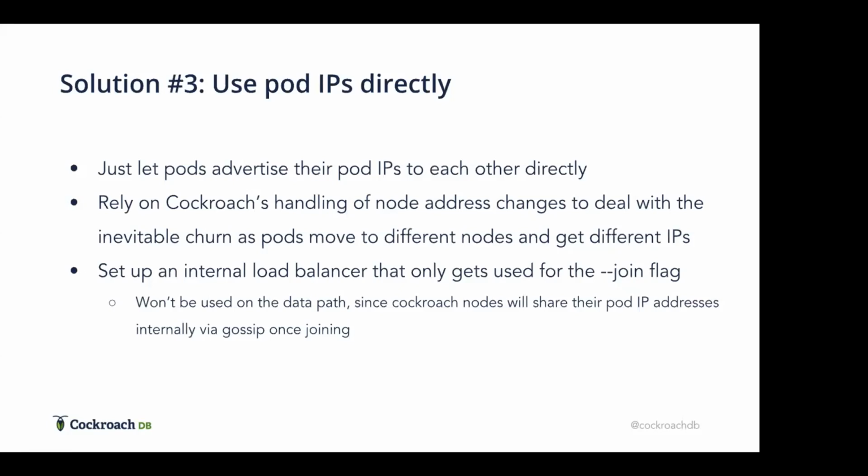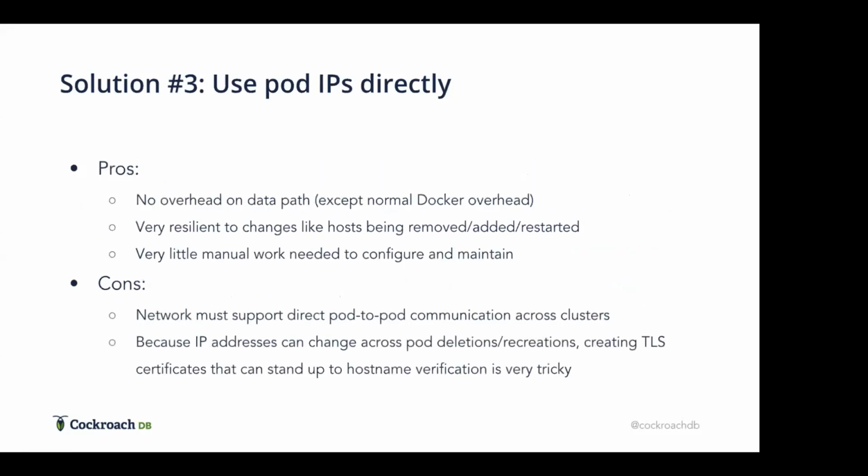You'll also need to set up some sort of load balancer that can be used for the join flag, because we do need the join flag to have some sort of addresses that will always be there. But that join flag doesn't get used on the data path. And so this is actually quite fast, because the pods are communicating directly with each other across the different clusters. So yeah, the pros are that this is very fast. There's no overhead on the data path at all, other than the normal Docker overhead of bringing packets into a container and back out of it again. This is very resilient to changes. You can add and remove hosts as much as you want, and this is actually really easy to maintain once you start it up. The only real caveat is that you need to have that direct pod-to-pod communication across clusters.